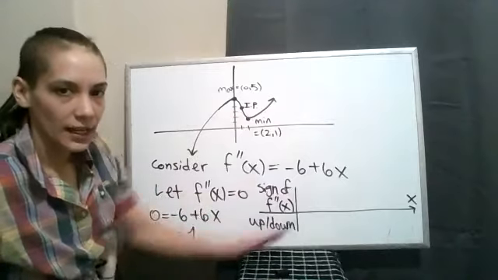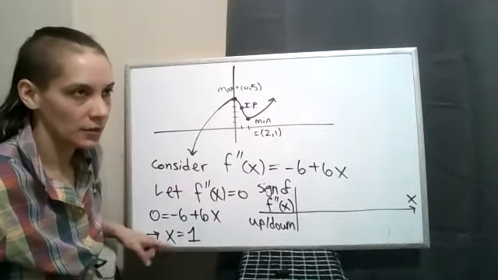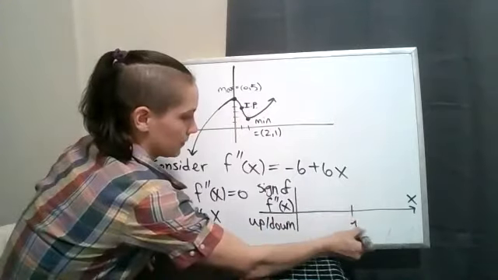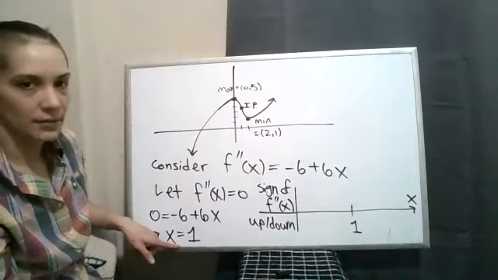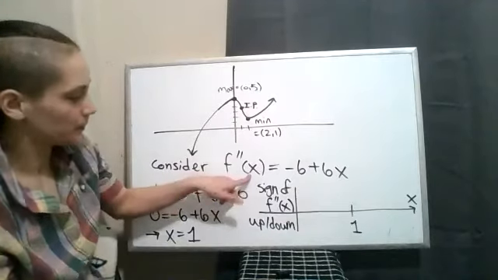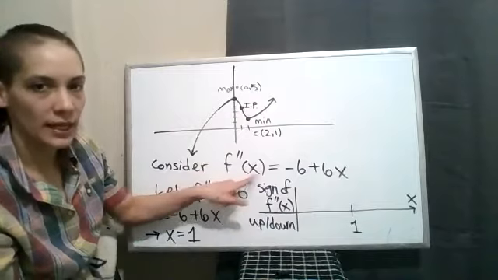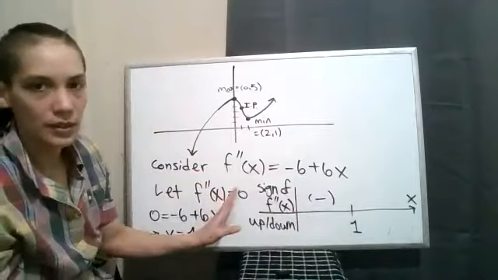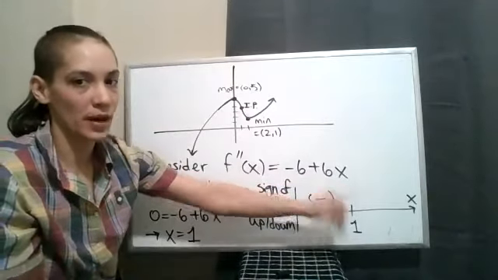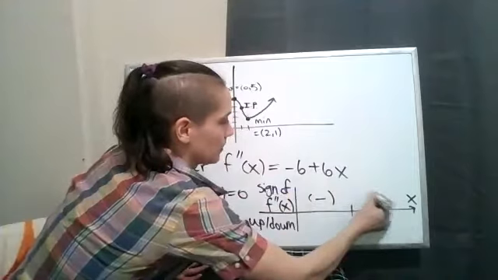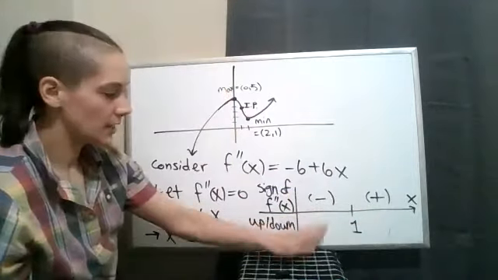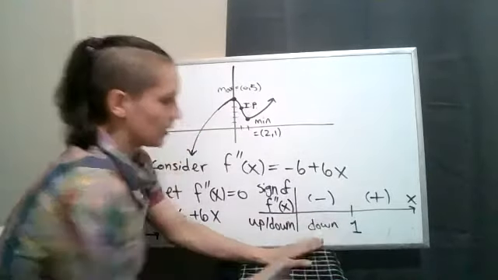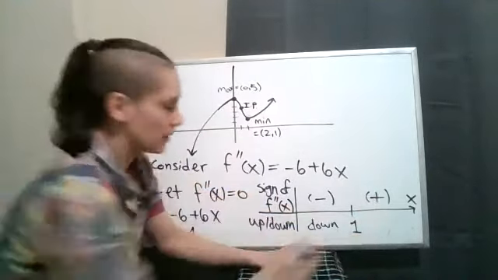Okay, we had a second derivative critical point at x equals 1. And we're testing values into f double prime. So if I put in 0, I'd get out -6. If I put in 2, -6 plus 12 would be positive. So a negative sign matches with concave down, and a positive sign is for concave up.